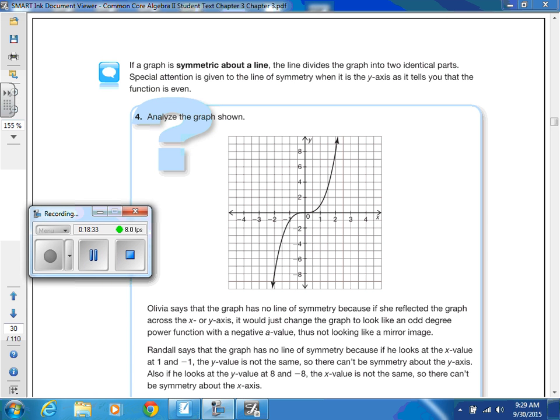Shedrick said that there is some type of symmetry. He noticed that if he looks at the point 2, 8, the point negative 2, negative 8 is also on the graph. Likewise, he looks at the point 1, 1 and notices that negative 1, negative 1 is also on the graph. He concluded that it must have reflection across the x and y-axis at the same time. Who is correct? Explain your reasoning. What do you think is right?